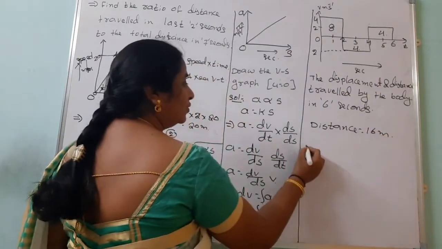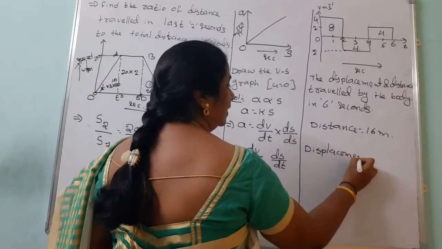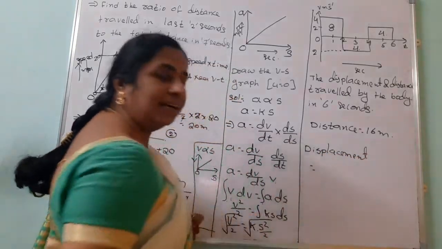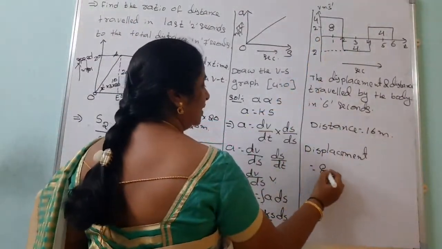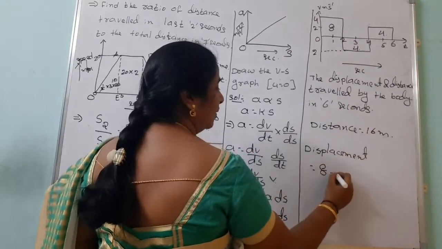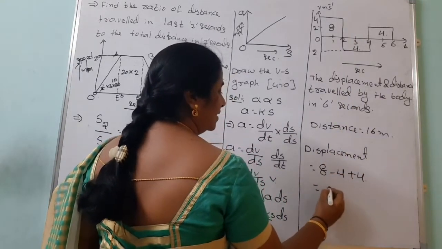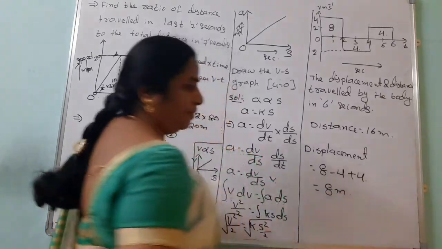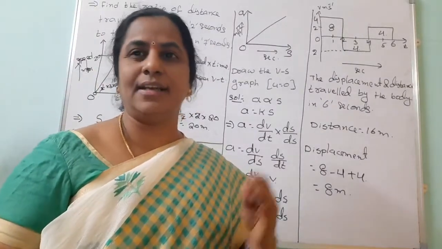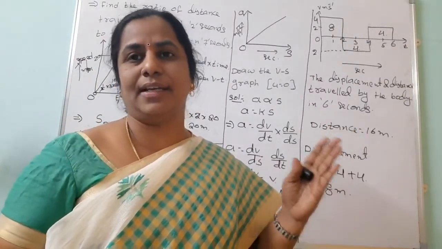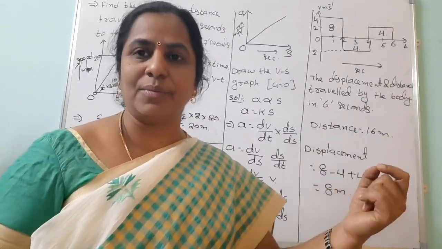But for the displacement, you know that displacement is a vector quantity. It has both magnitude and direction. Above the t-axis, it is a positive 8 meters. Then it is negative, minus 4. Then plus 4. After simplification, our answer is 8 meters. So in this case, distance is greater than displacement. In general, distance is always greater than or equal to displacement. In straight line motion and uniform motion, both are the same.